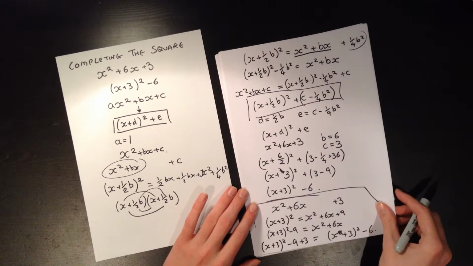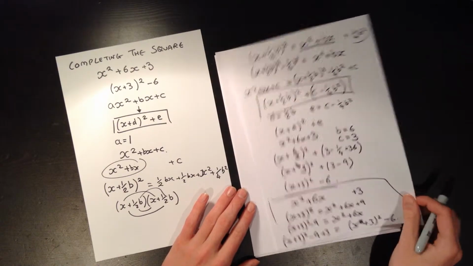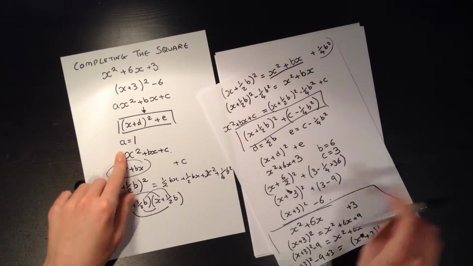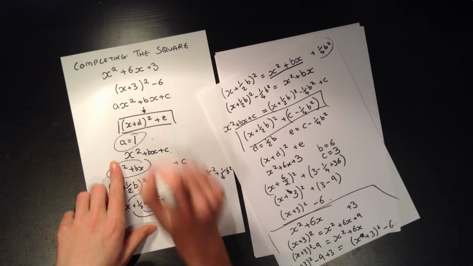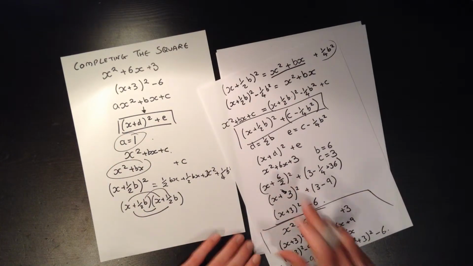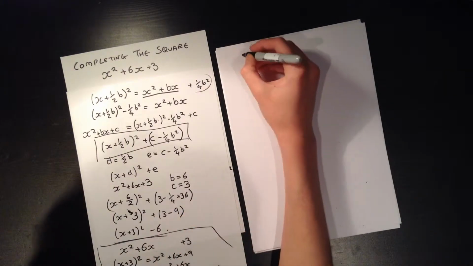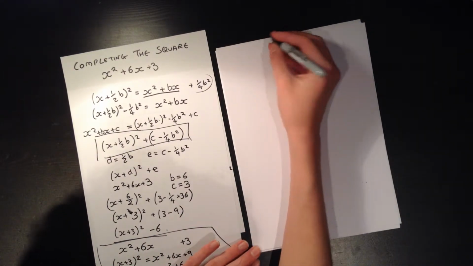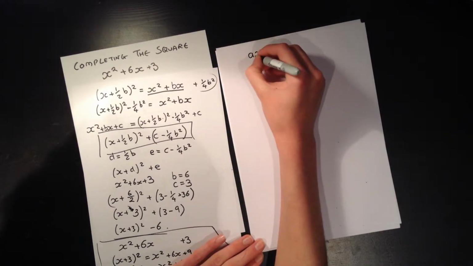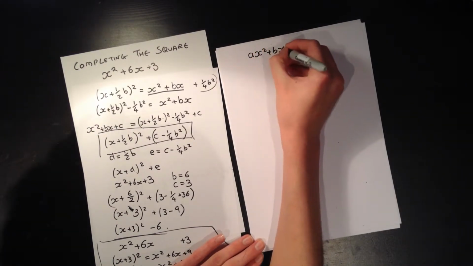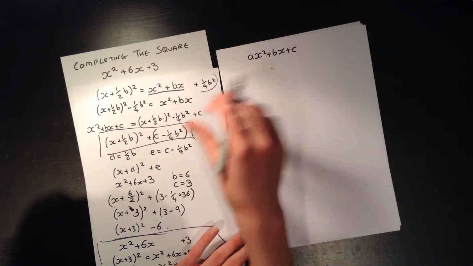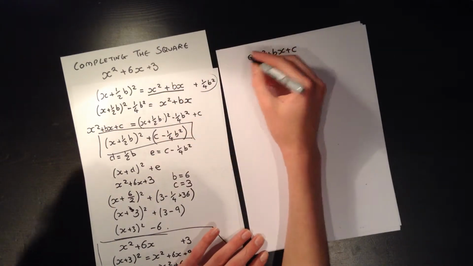Now, the only thing you may be pondering now is what happens when a isn't 1. Because remember, right at the start, I said for now we're just doing examples where a equals 1. This makes things easy. But now we're going to look at when a doesn't necessarily equal 1. So you've got ax squared plus bx plus c, and the only difference is we need to not get rid of a, but remove a temporarily.